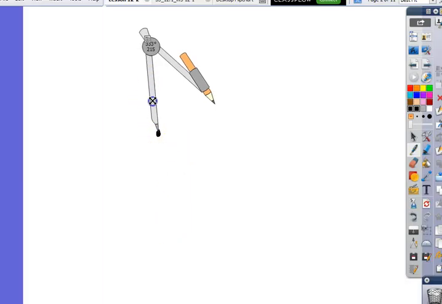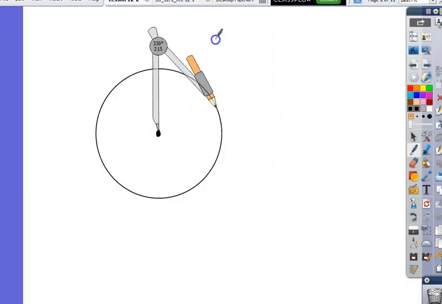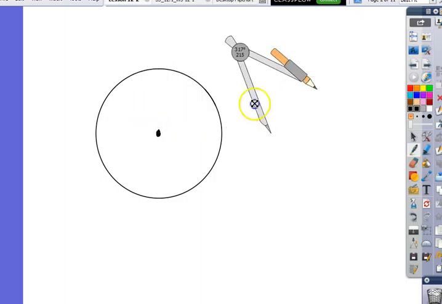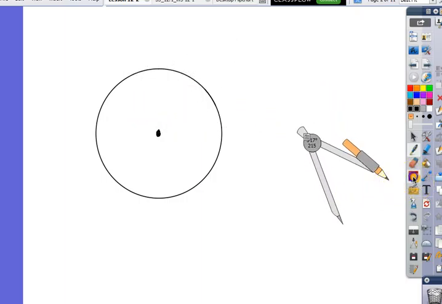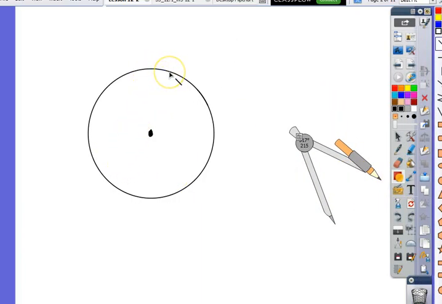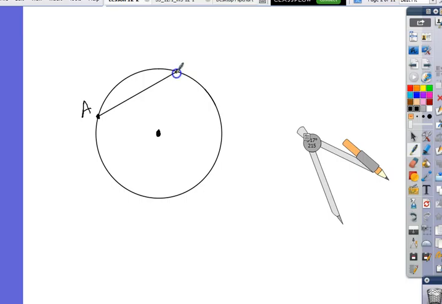All right, so I'm going to introduce to you a new term. That term is called a chord. And a chord is any line segment that connects two endpoints of a circle. So for example, AB would be a chord.